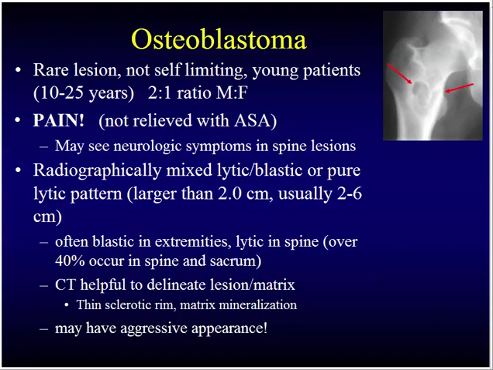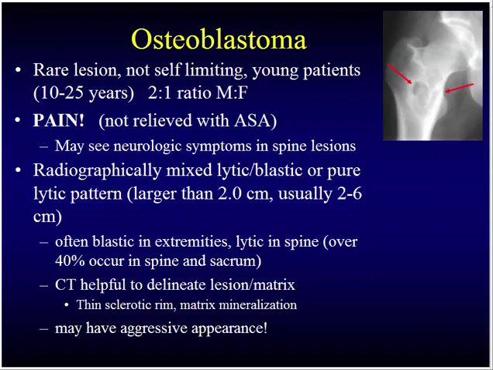And again, the nidus is larger than 2 centimeters, usually between 2 and 6. One of the Henry mechanisms is that these are often blastic in the extremities and lytic in the spine. Remember, a good percentage of them show up in the spine and the sacrum. CT scan, again, can be helpful. Look for matrix, look for a thin sclerotic rim around them, and they can sometimes have an aggressive appearance.